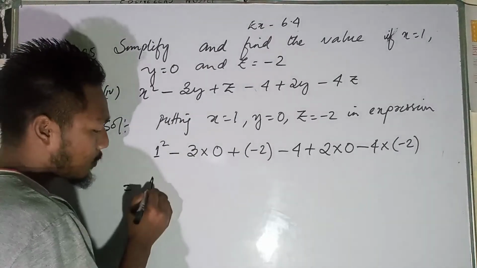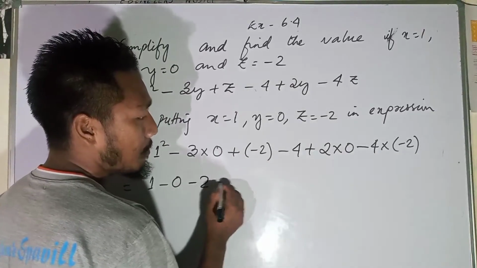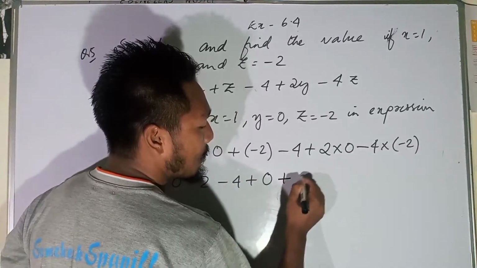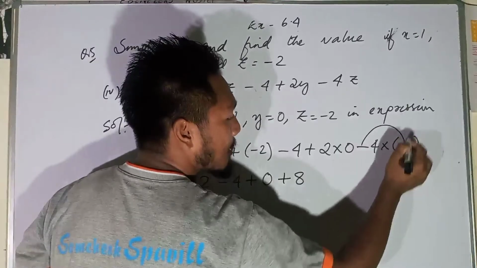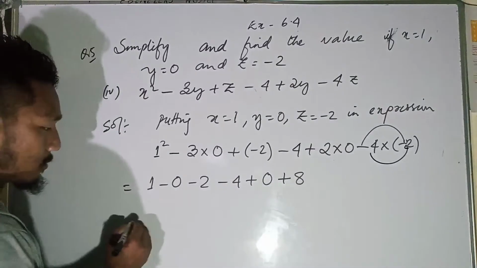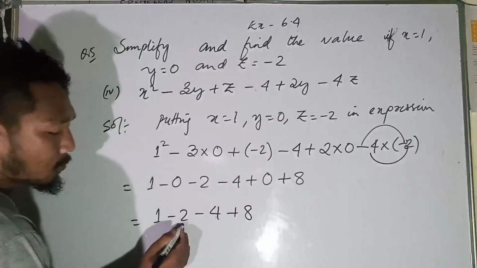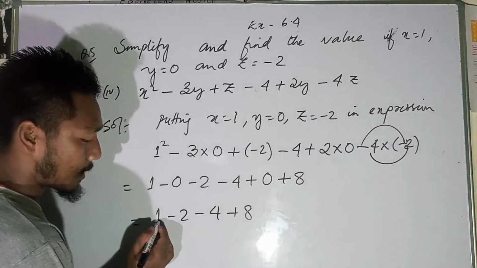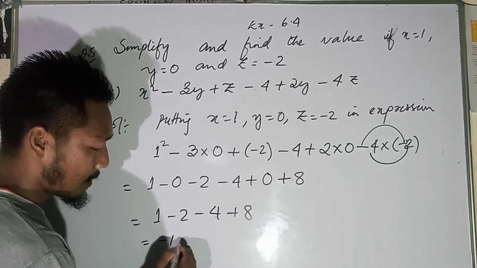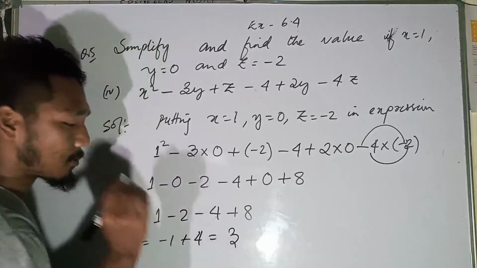So what is it? 1 is 1, minus 3 into 0 is 0, plus and minus will become minus 2, minus 4, plus 2 into 0 becomes 0, minus and minus become plus, 4 2s are 8. This and this 2 will multiply, minus and minus will become plus, 4 and 2 will multiply, 4 2s are 8. So 1 minus 2 minus 4 plus 8. So 4 plus 2 is 6, 6 plus 4 is 6. Okay, so 1 minus 2 is minus 1, minus 8 plus 4 is plus 4, that is equal to 3. Okay, 4 minus 1 is 3.